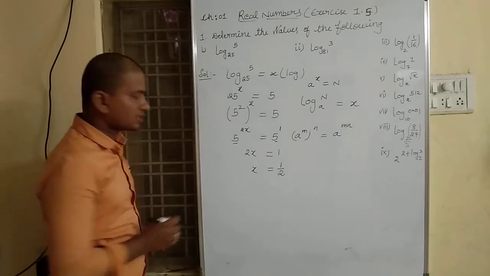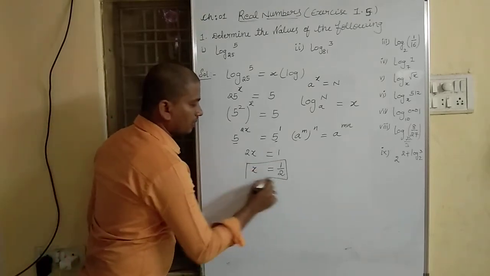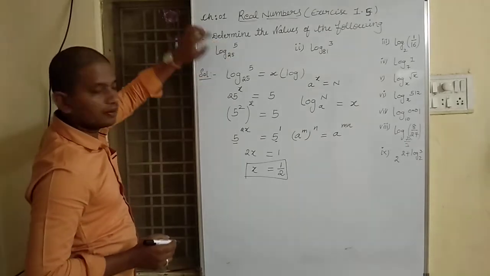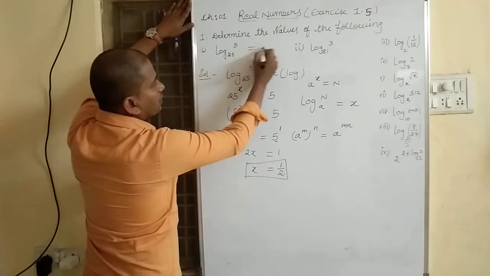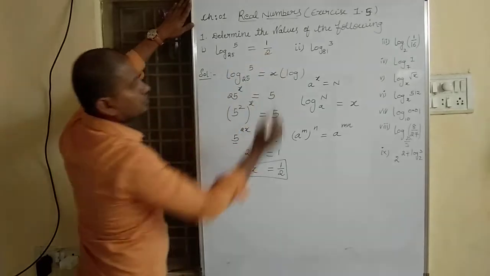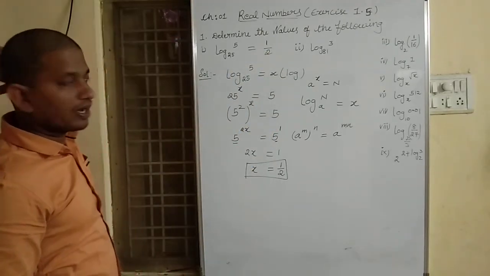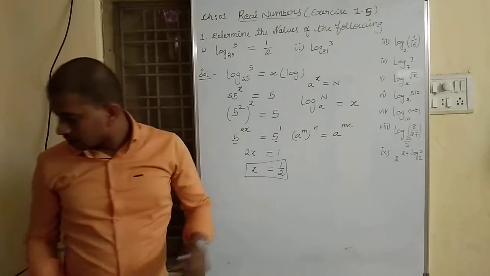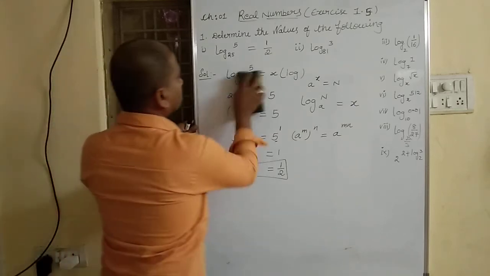So what is the value of x? We got x value 1 by 2. What is the value of log 5 base 25? It is equal to 1 by 2. Okay, coming to the second question.